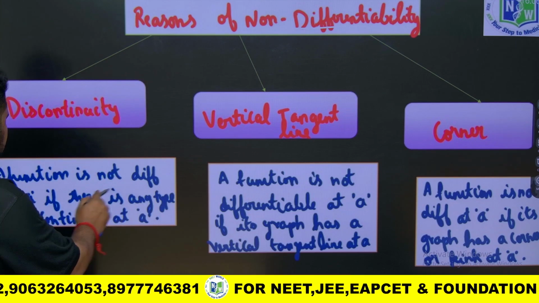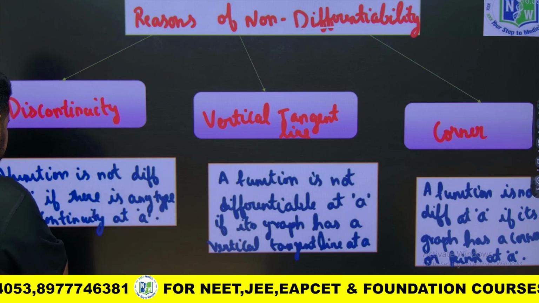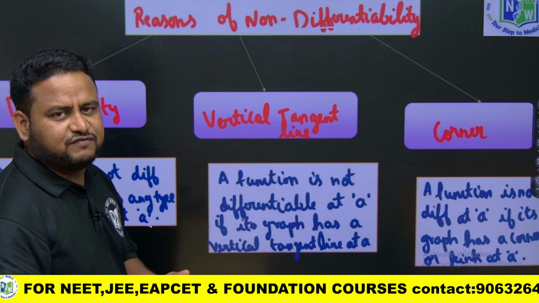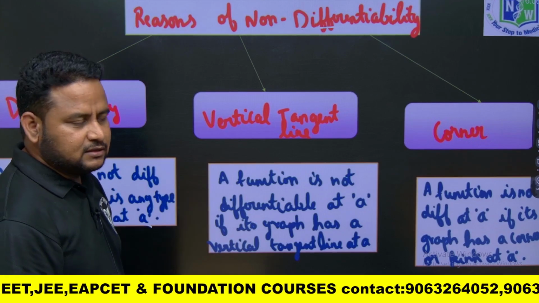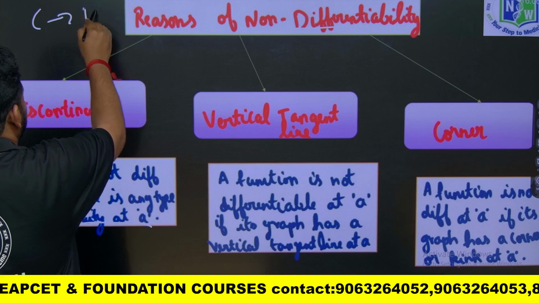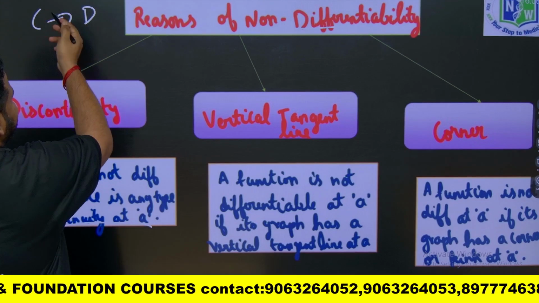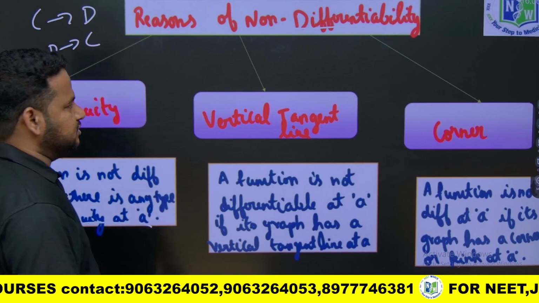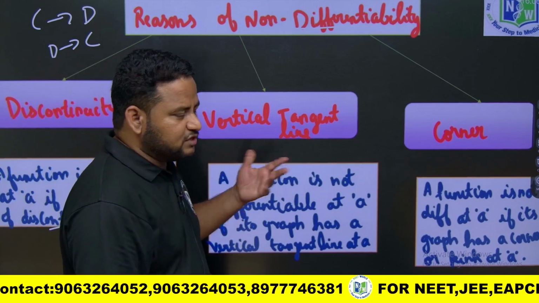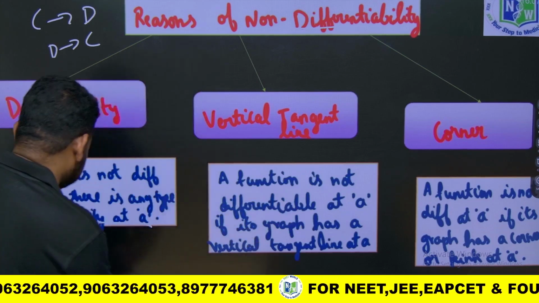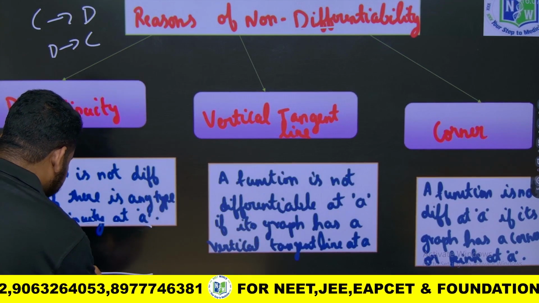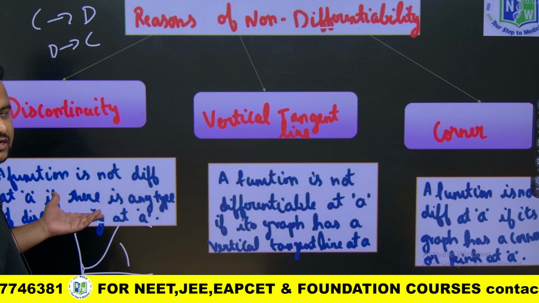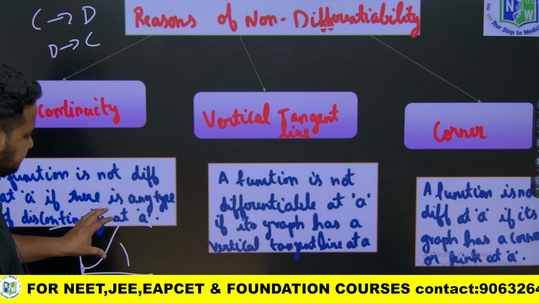That is, if there is any type of discontinuity at x equal to a, that is, if there is no continuity at x equal to a, the function is not differentiable at x equal to a. Differentiable means definitely continuous, but continuous does not always mean differentiable. For example, if I draw a curve like this, there is a split here, so it is not continuous, and that is why it is not differentiable.